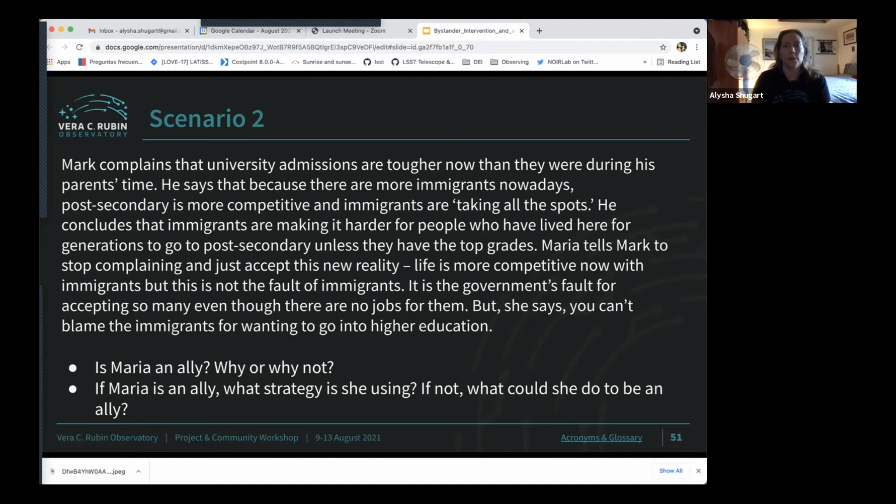And the last scenario I want us to go through, I'll point it out for you and then I'll wrap up while we're thinking about it. So Mark complains that university admissions are tougher because there are more immigrants. Mark is a made up name. I'm sorry if you know someone named Mark, it's not anyone specific. Post-secondary is more competitive. Immigrants are taking all the spots. He concludes that immigrants are making it harder for people who have lived here for generations.